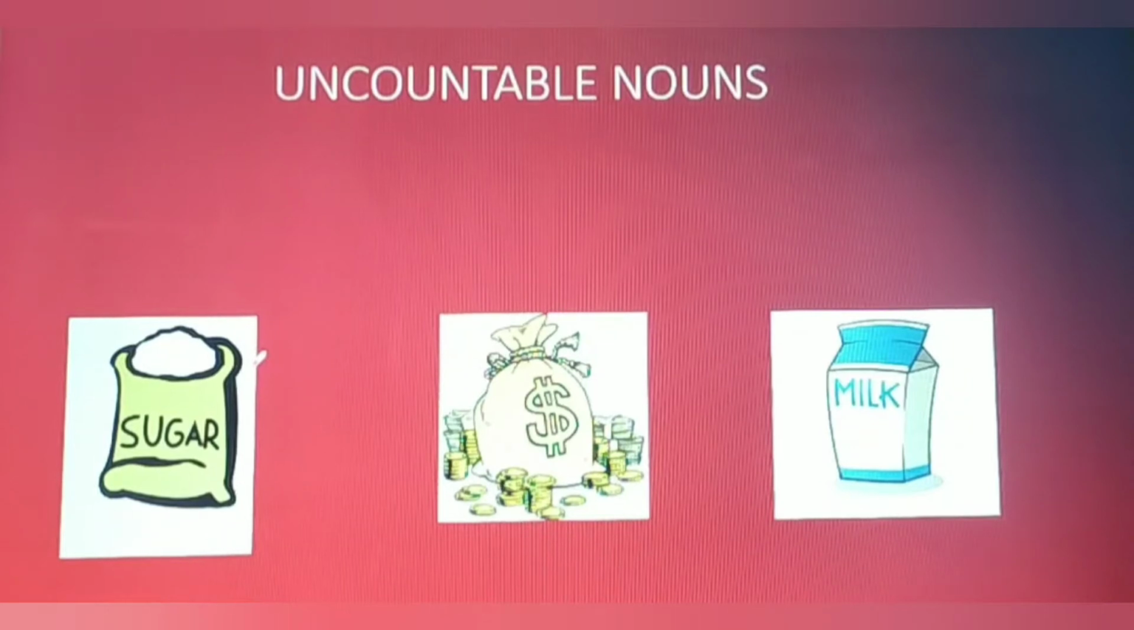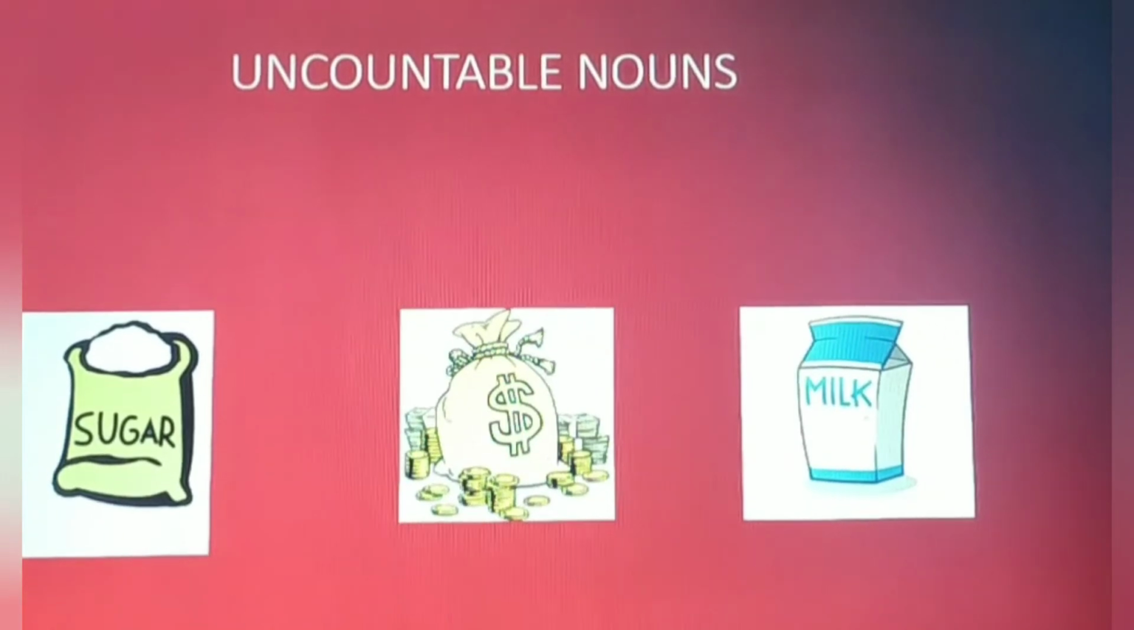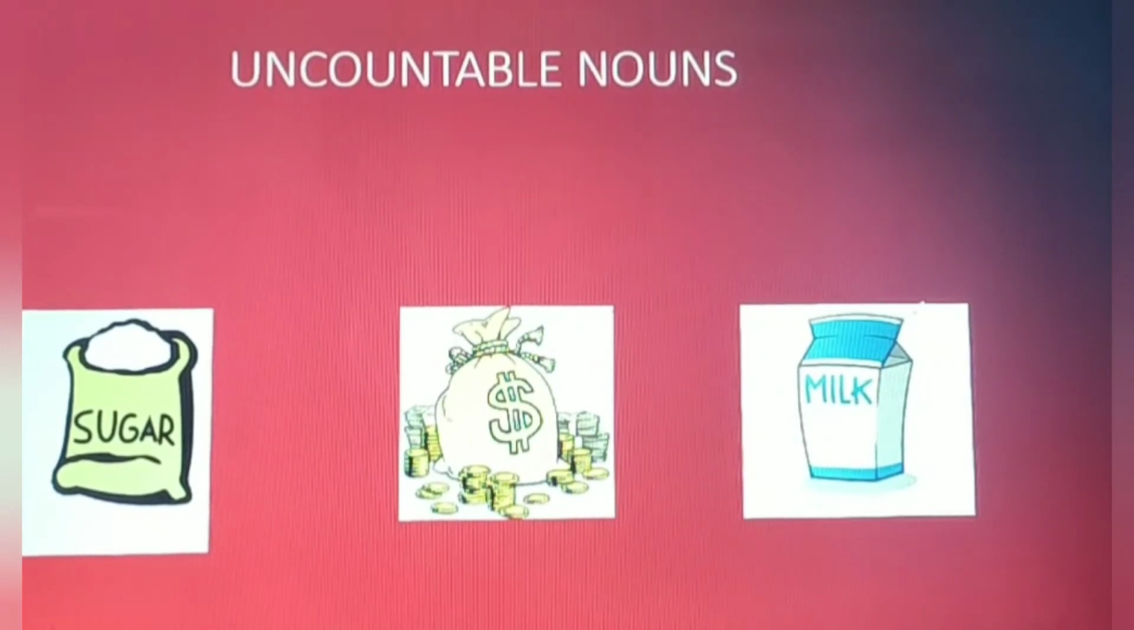So we never add S to the word sugar. So an uncountable noun, it does not have a plural form. It is always singular, that is sugar. And we cannot count sugar. That is the reason why sugar is an uncountable noun. Let's look at this third example, that is milk.